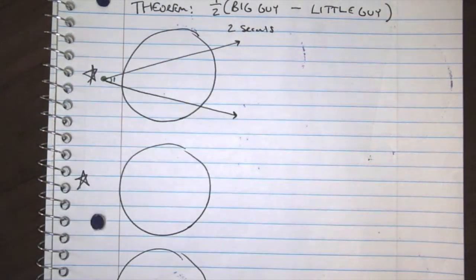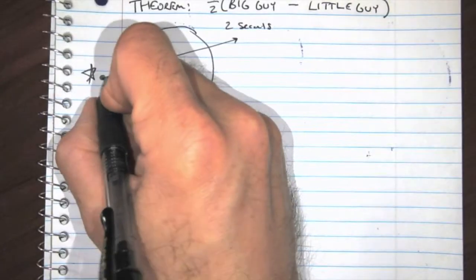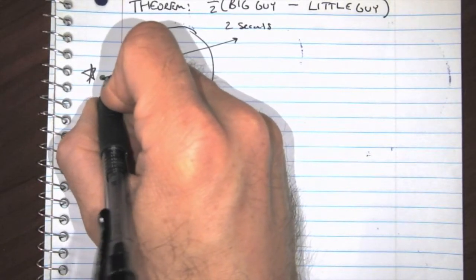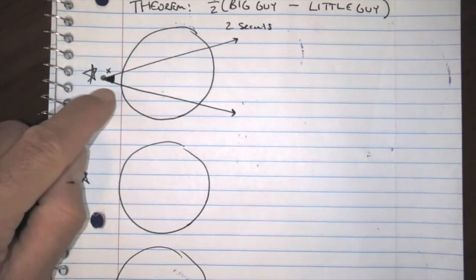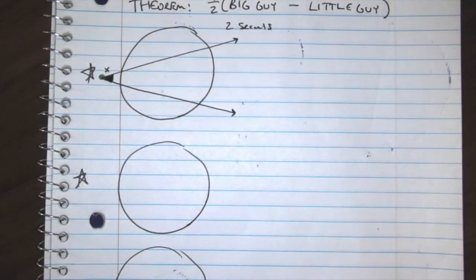Angle 1. No. I don't like that. I'd like you to label this angle X. Oh, I like that. I like that a lot. I'd like you to label the 2 arcs that are between the angle as well.